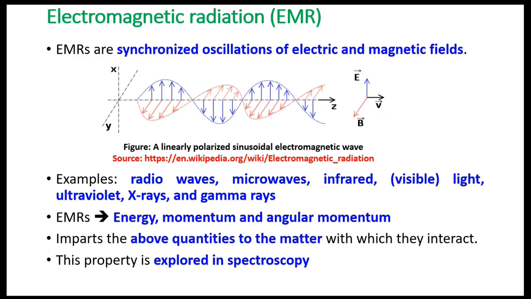So coming to the electromagnetic radiations, which in short are regarded as EMR. So what are they? EMRs are basically synchronized oscillations of electric and magnetic fields. Okay, so EMR are also regarded as transverse waves.